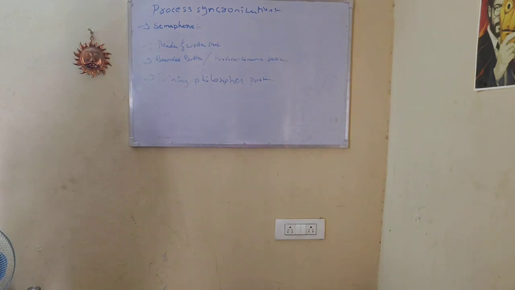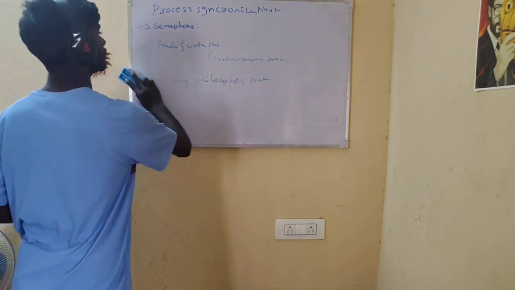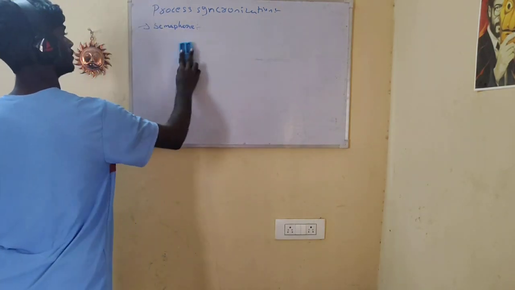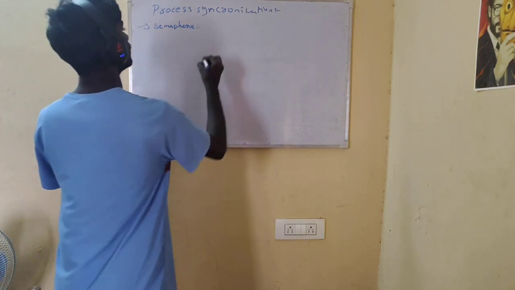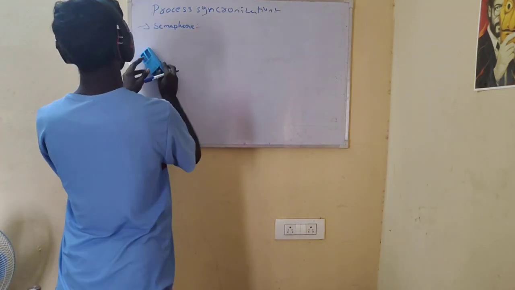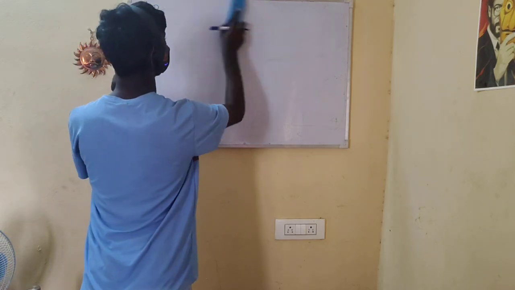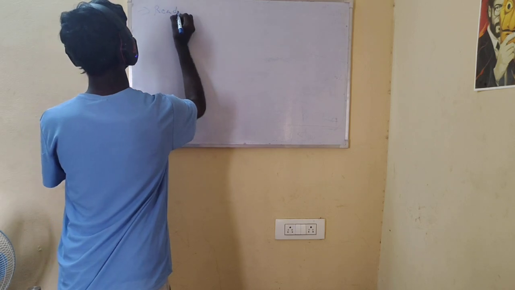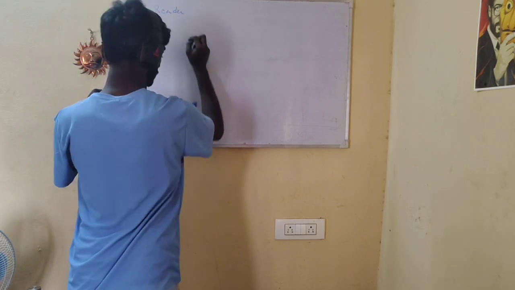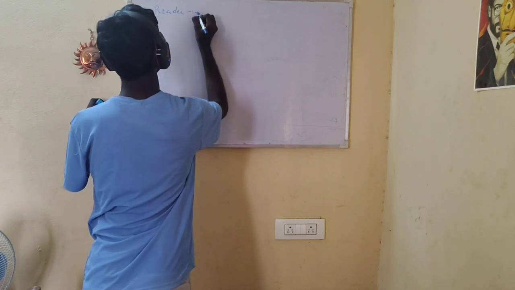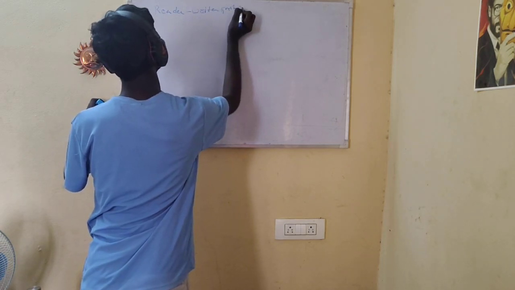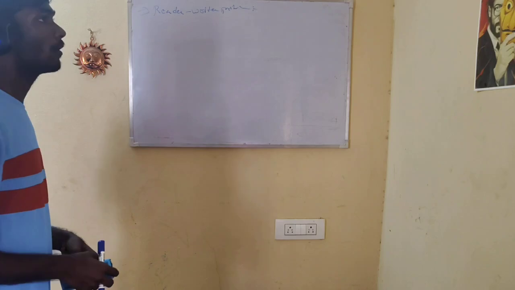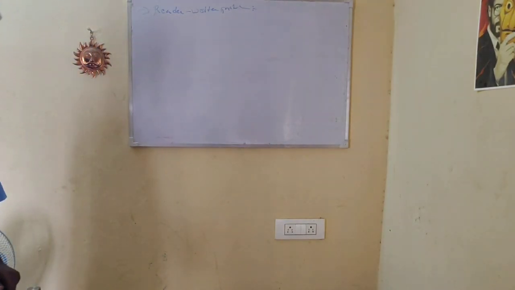So these are the three solutions where we are going to be using the semaphores. Now, coming to the reader-writer problem, the problem definition is as follows.